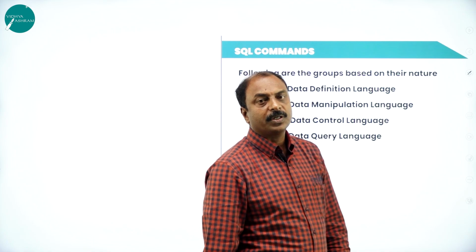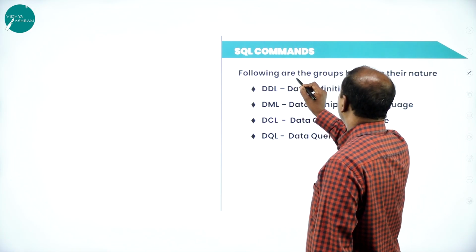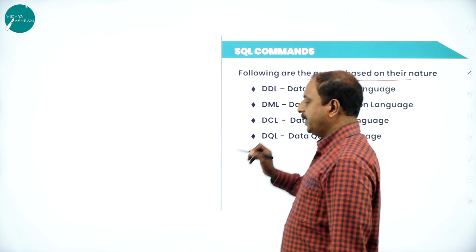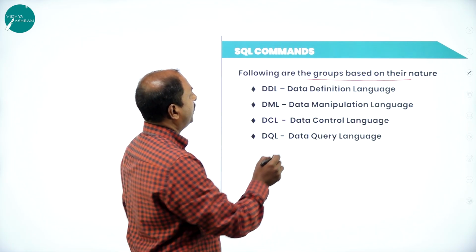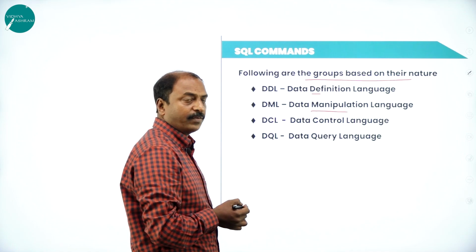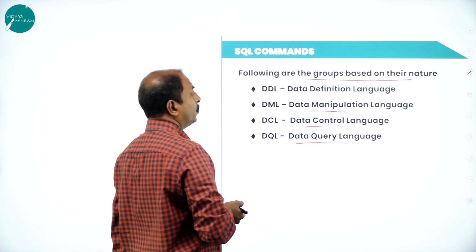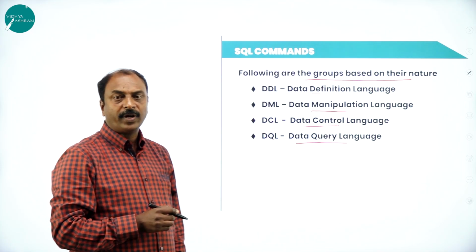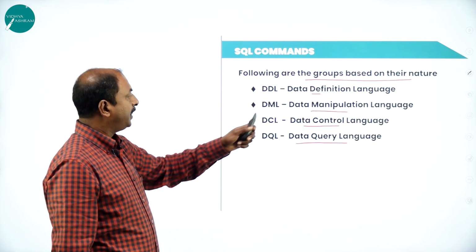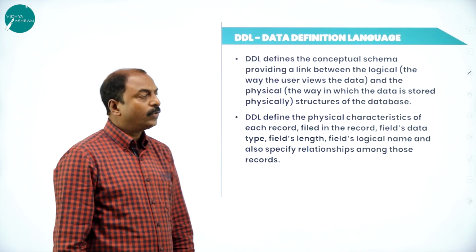Now let us see what the different types of SQL commands are. SQL commands are grouped based on the following nature. One is the DDL command, which stands for Data Definition Language. DDL, and DML, Data Manipulation Language. DCL, Data Control Language, and Data Query Language. So, SQL commands are classified into 4 different categories: DDL, DML, DCL, and DQL. Now, let us see all the different types of commands one by one.